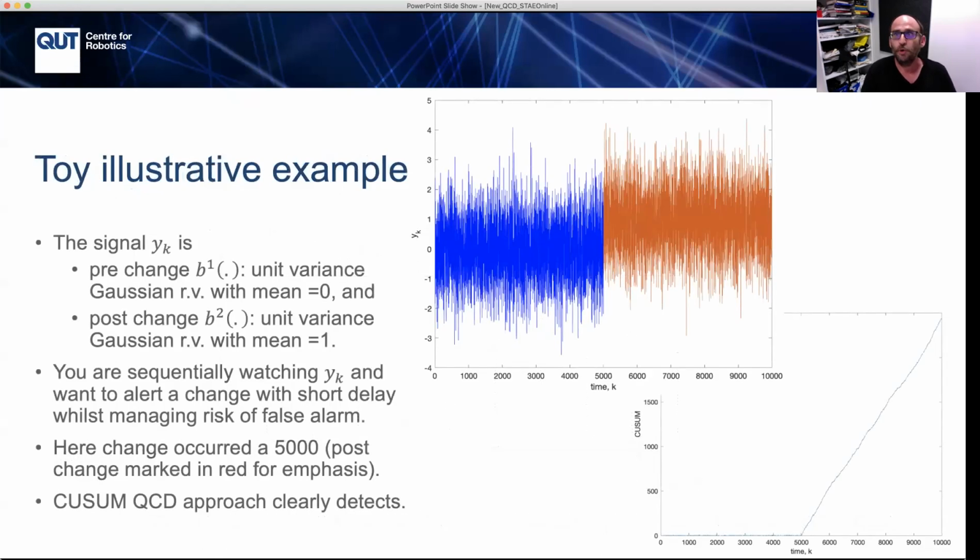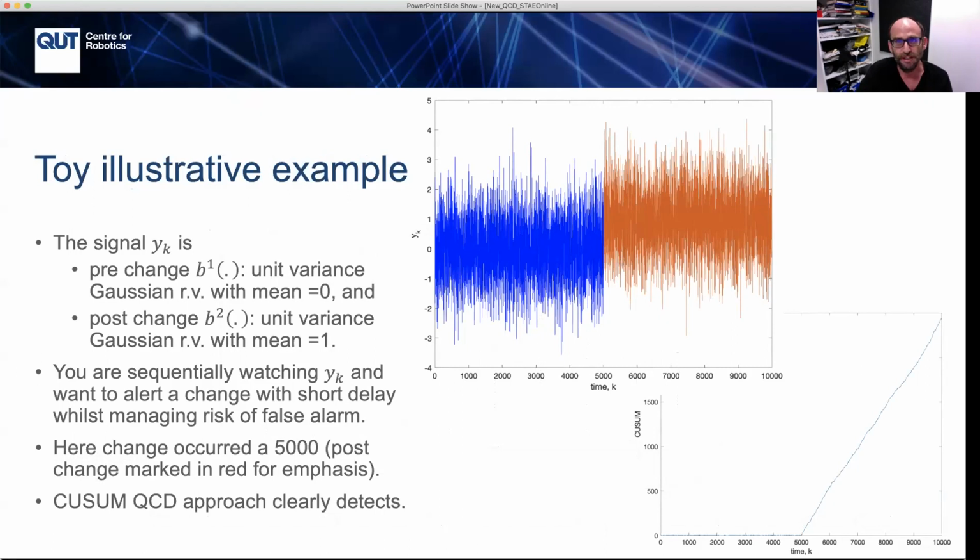So here's a little toy problem to further stretch the concept out for you a little bit. I've generated some random data in MATLAB, and at time point 5000, the statistics change from a zero mean univariate Gaussian to a univariate Gaussian with mean 1. I've changed the color to make it easier for you to see, but you could probably see that by eyeballing it.